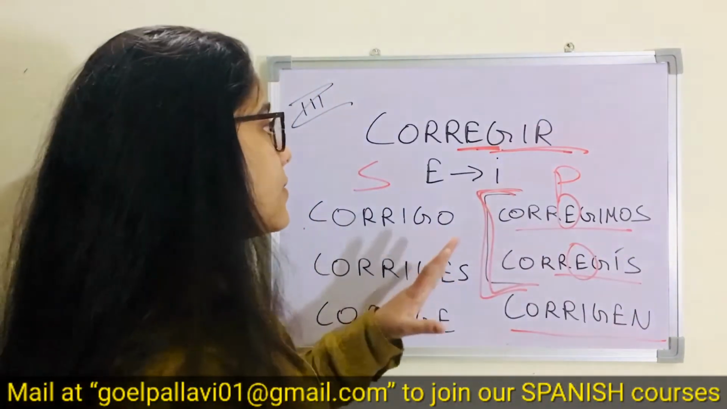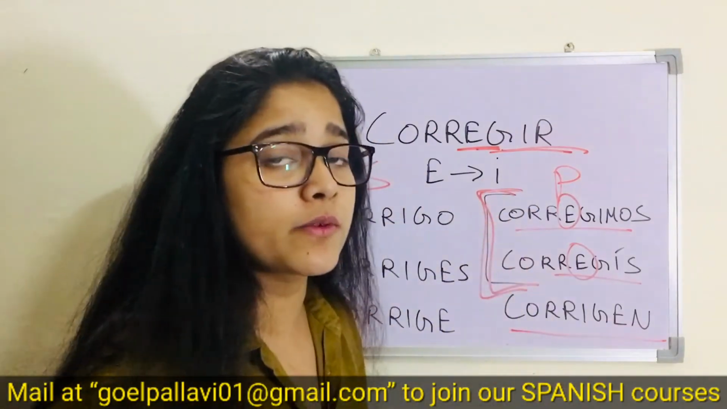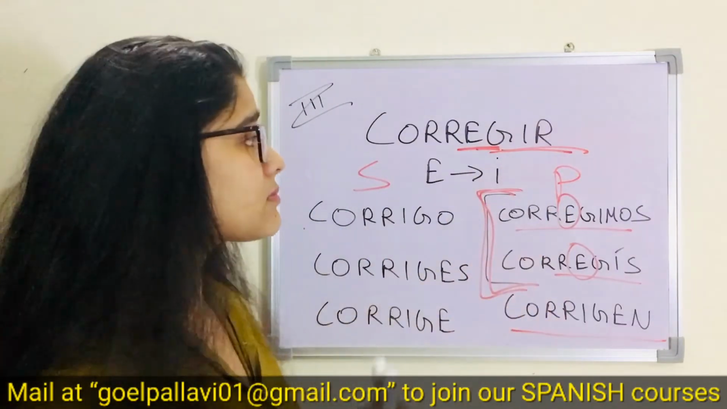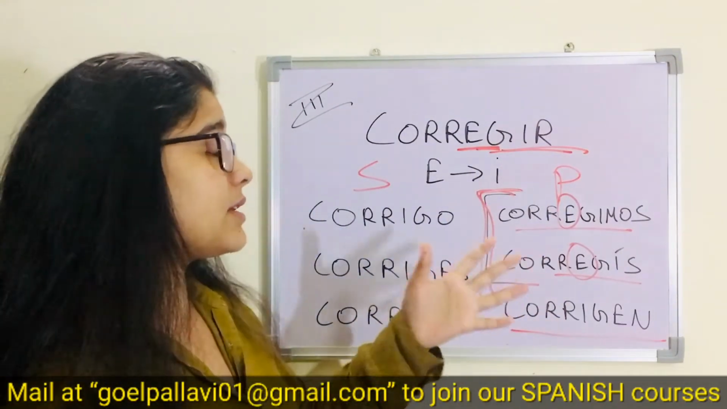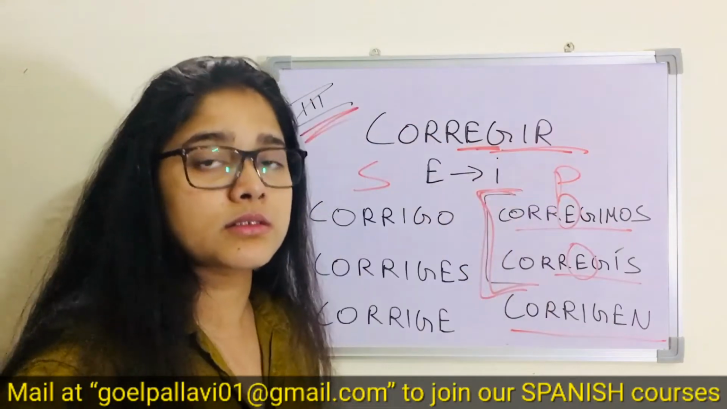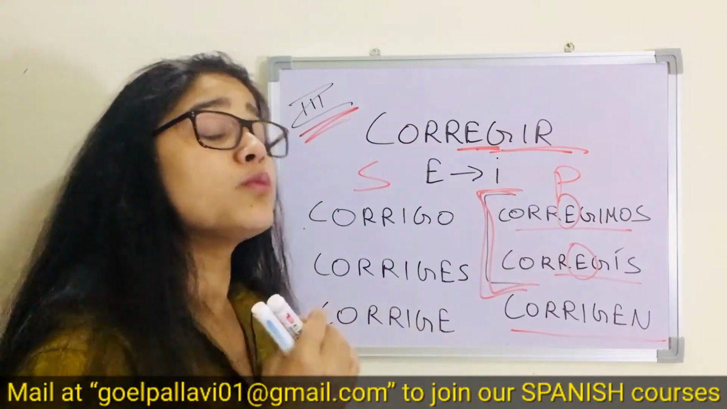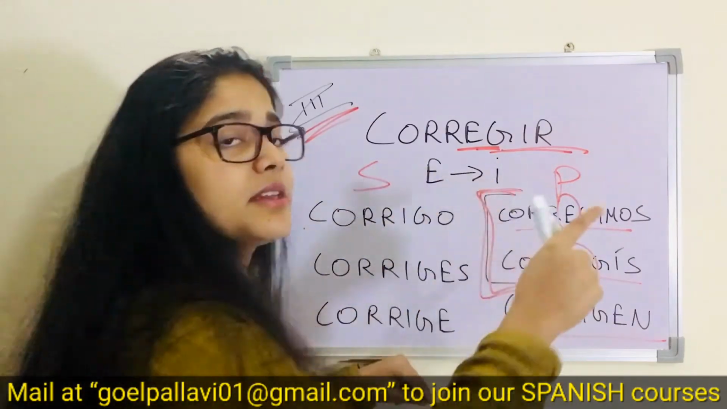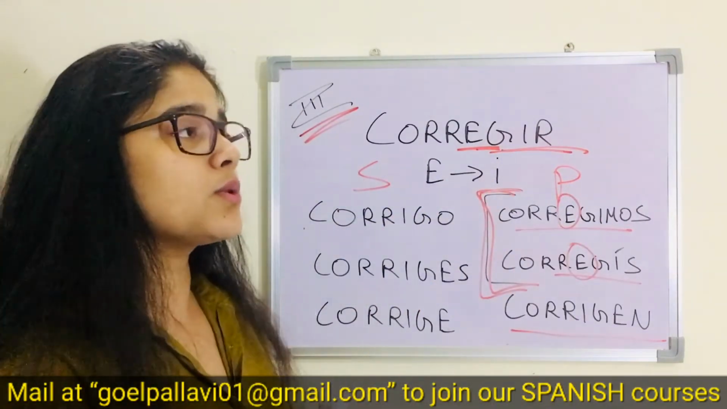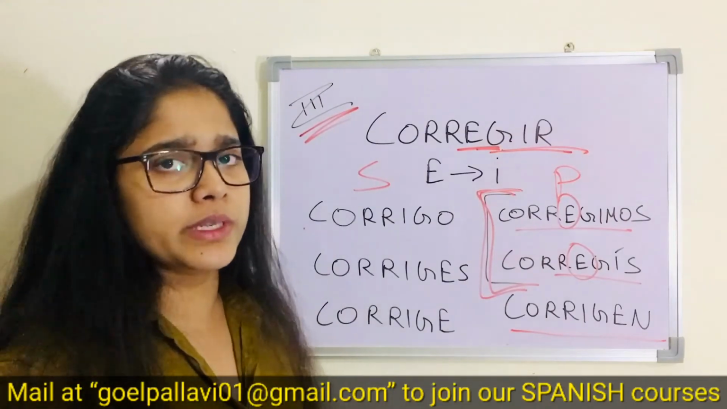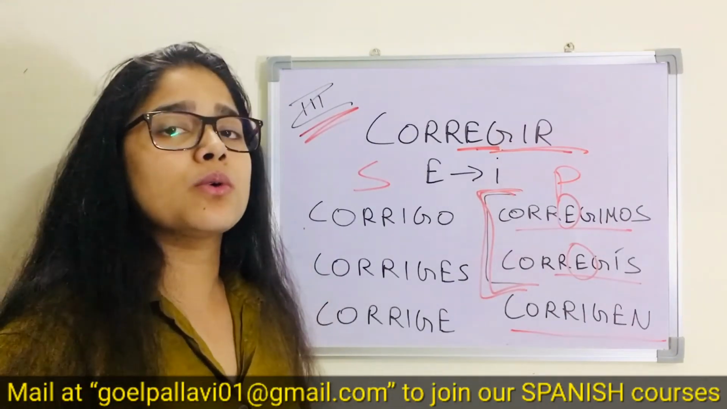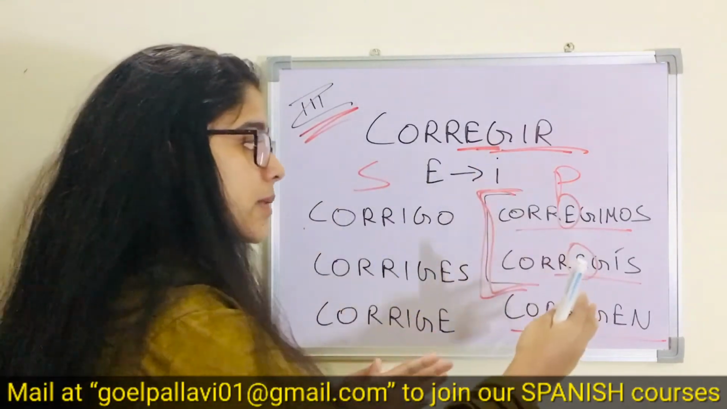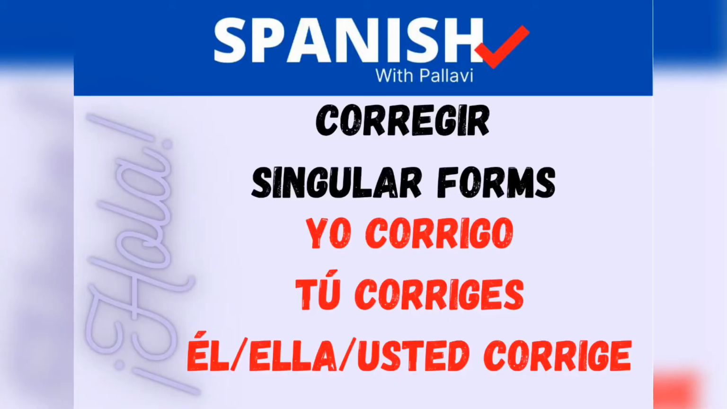So that was it. That was the third type of stem changing verbs, which was corregir. In this part, we mostly have IR ending verbs, not ER, not AR. So that's why we have done this corregir verb conjugation. Exceptions are always there. So try to pronounce these words, and try to conjugate these verbs.